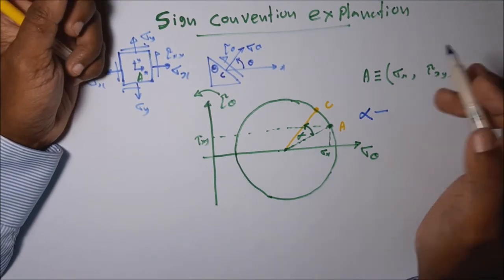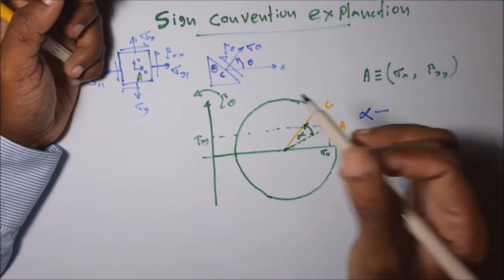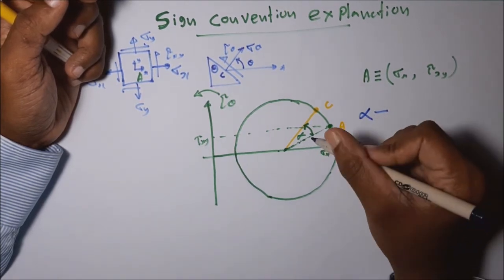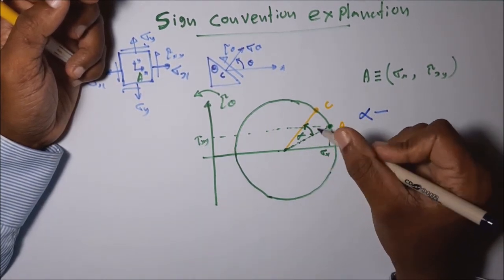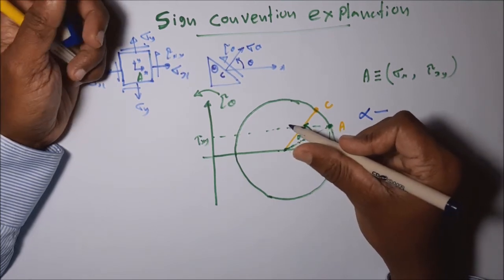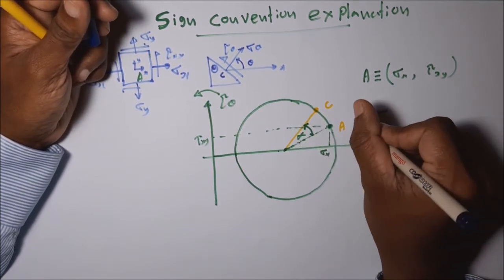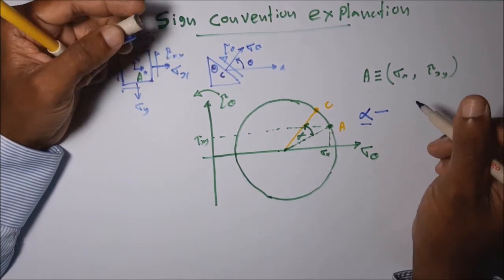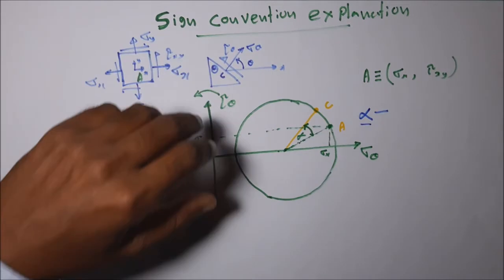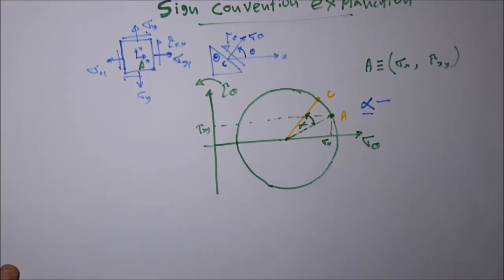If alpha comes out as a negative value, it may be the other way around. If we get a positive value for alpha, we are measuring it in the anti-clockwise direction. Let's see what value we get for alpha. In that way we can define the sign convention.